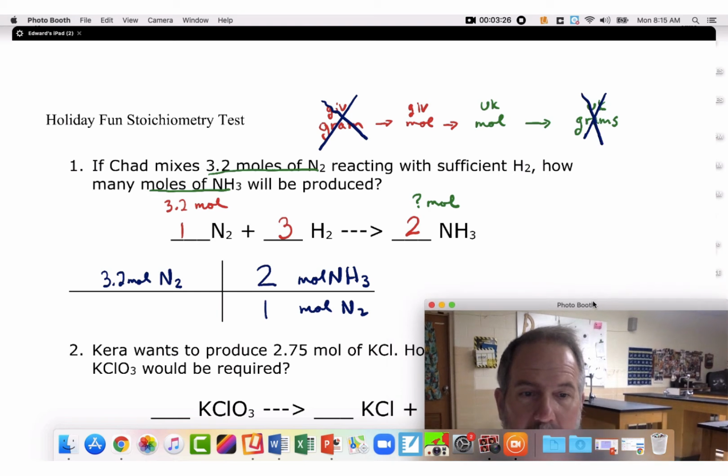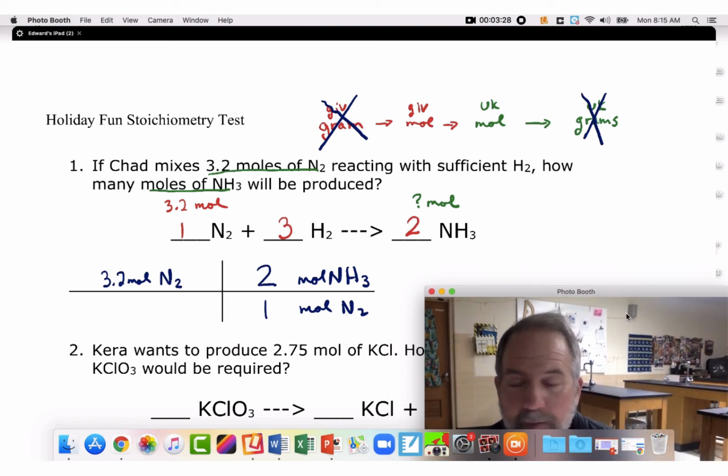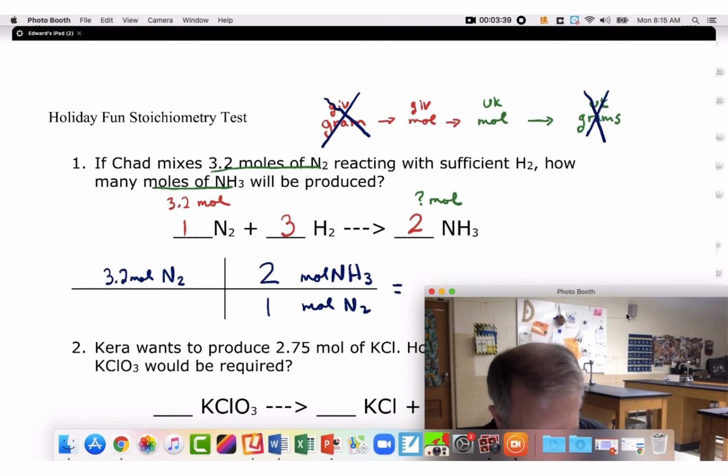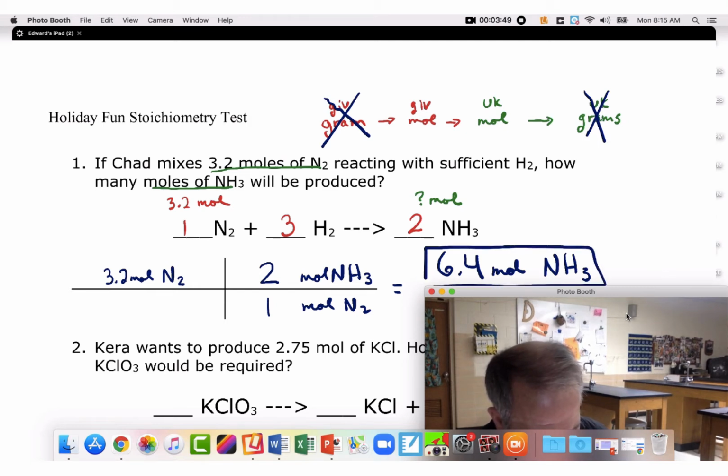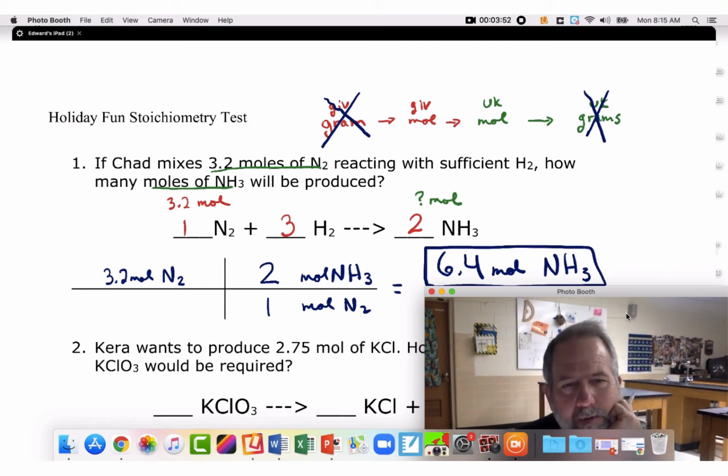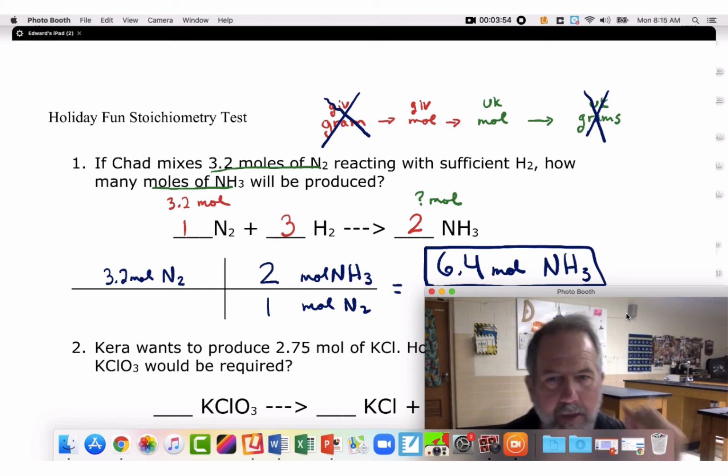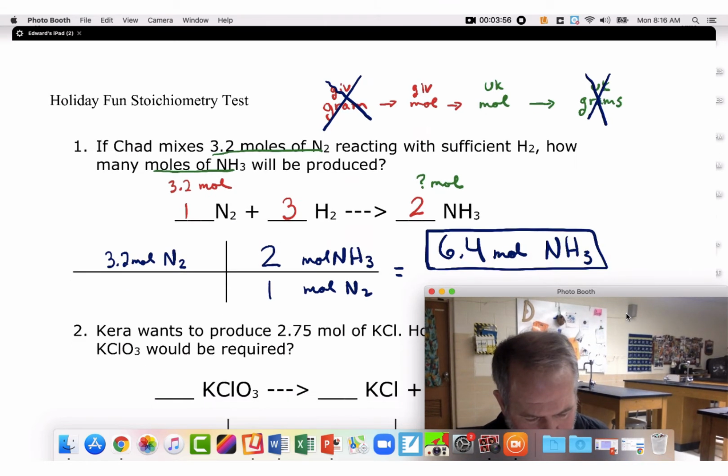That's it. Okay. And so we plug this into our calculator. It's going to be 3.2 times 2 divided by 1. You don't have to write that in. Well, of course, that would be 6.4 moles of NH3. Okay. All right. Moving on.